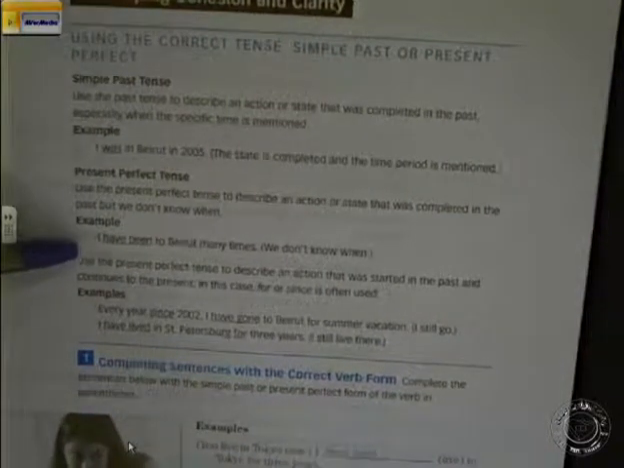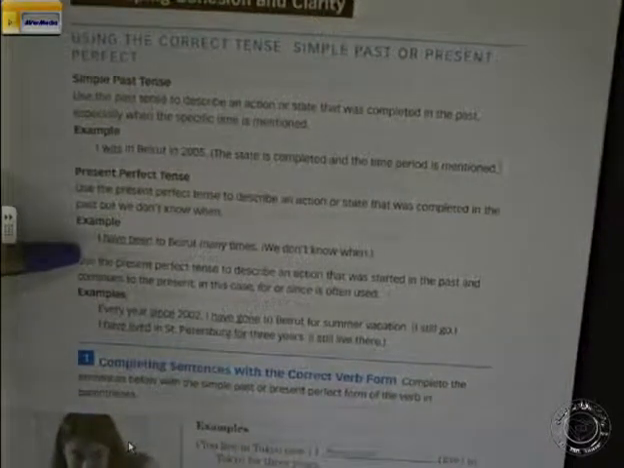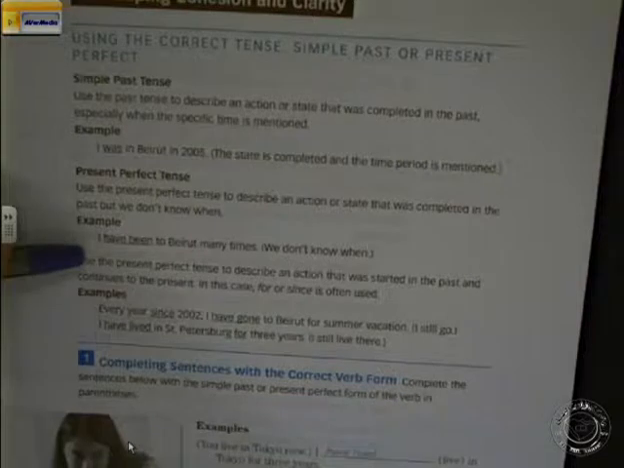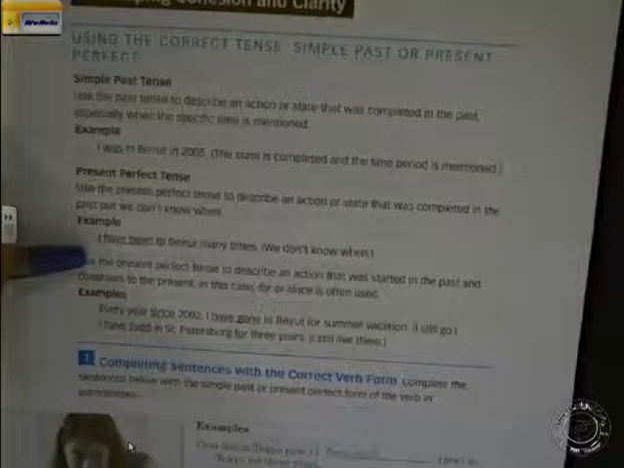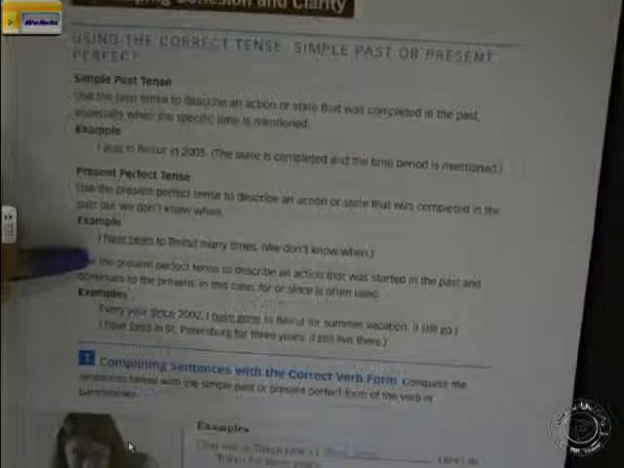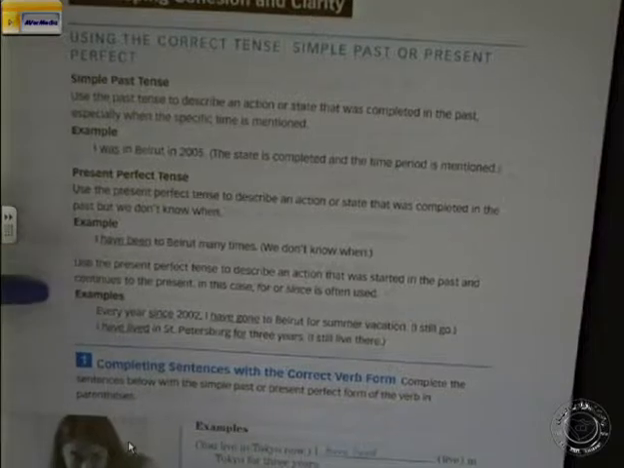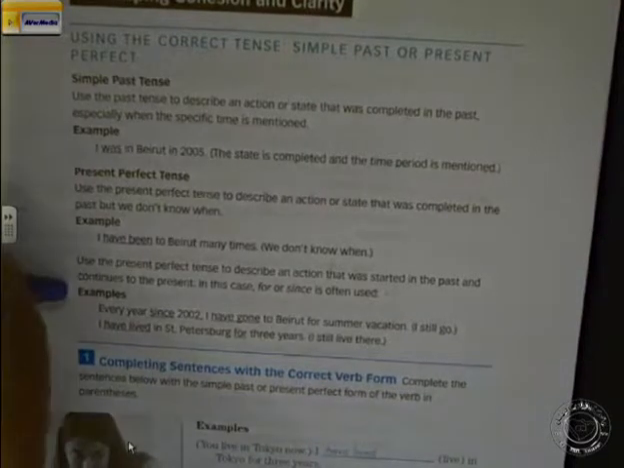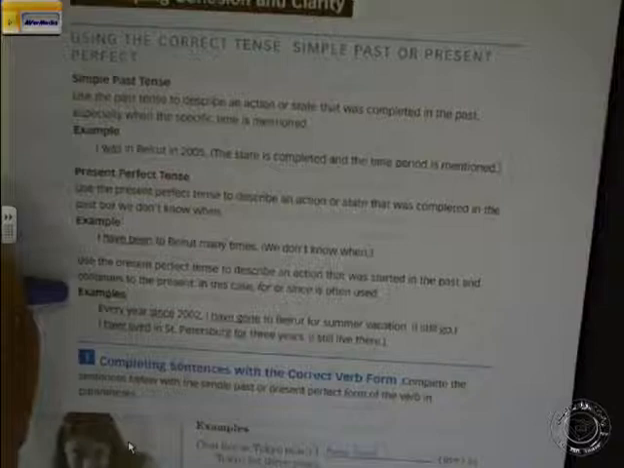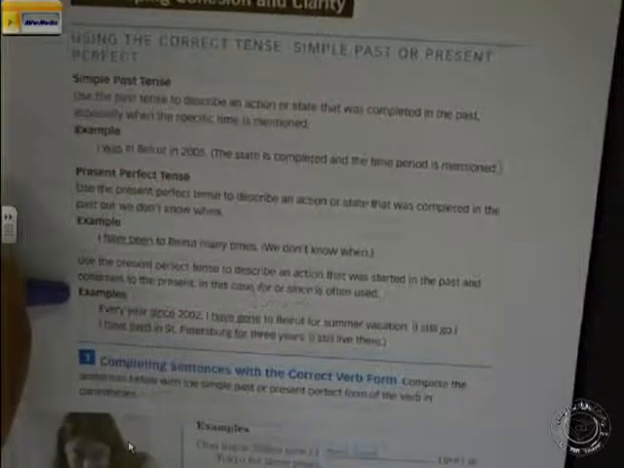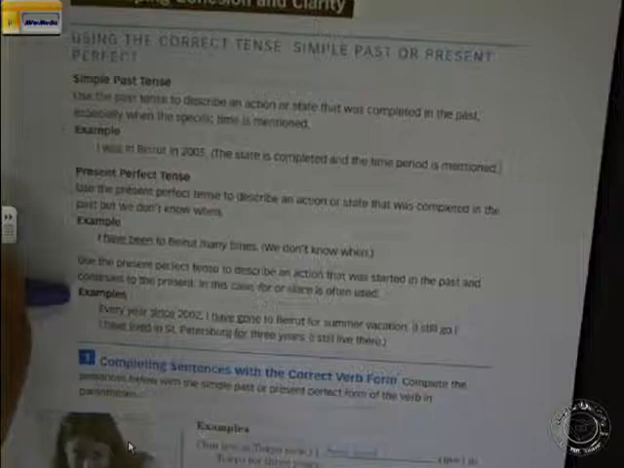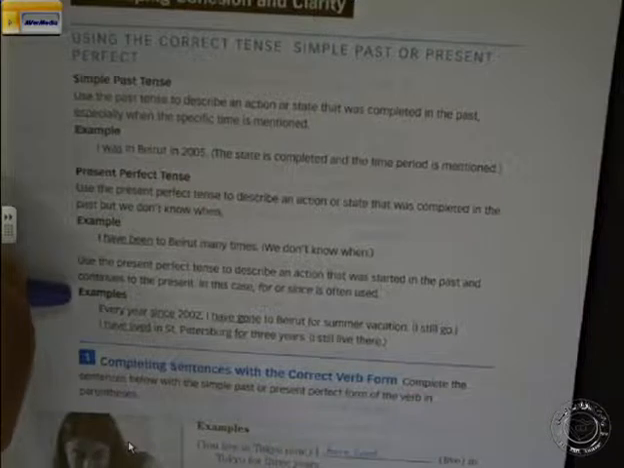Let's take an example of that. I have been to Beirut many times. Now, having been to Beirut many times is a done deal. It's over, but we don't know when exactly. Also, use the present perfect to describe an action that was started in the past and continues to the present. In this case, for or since is often used.